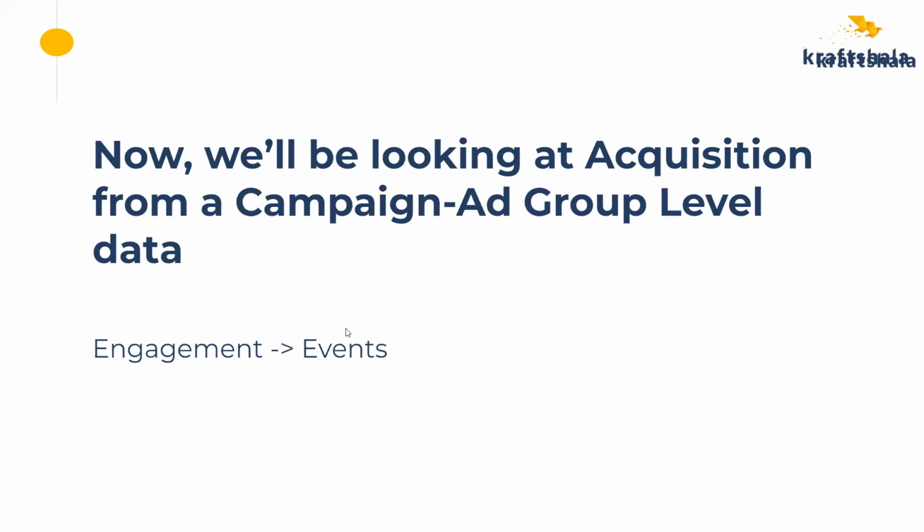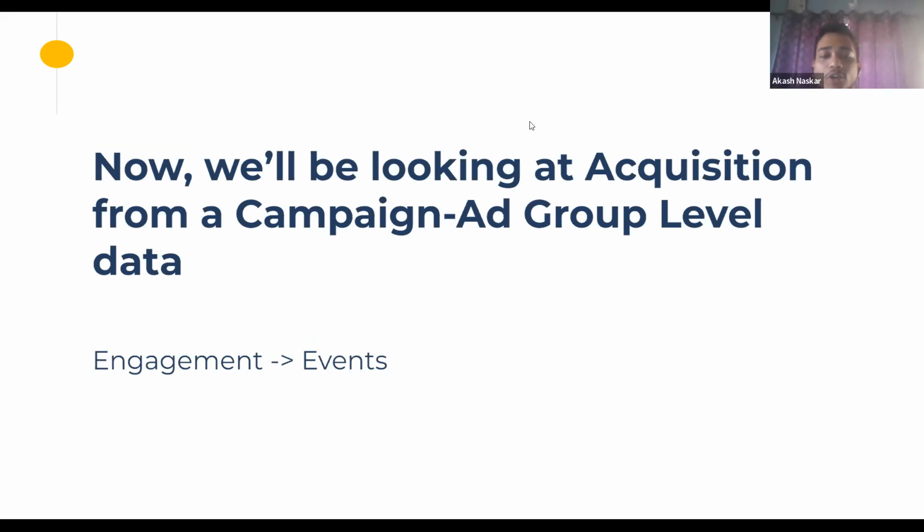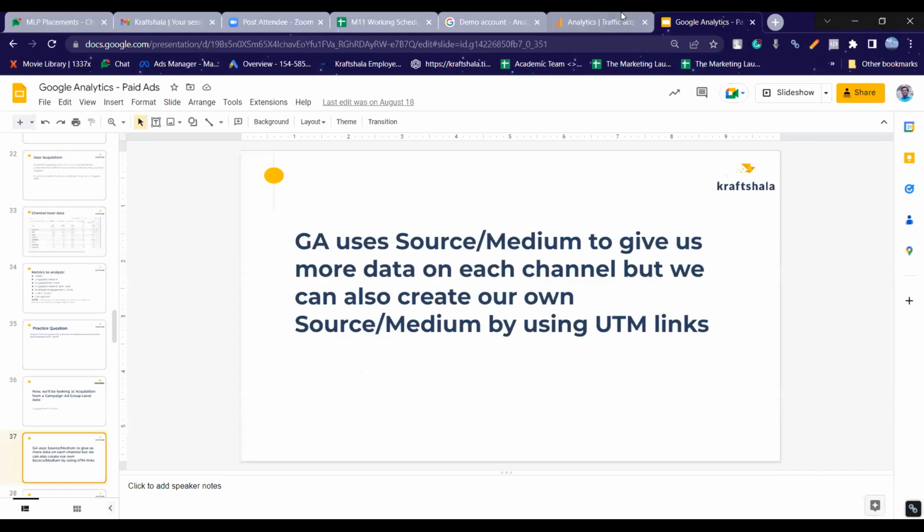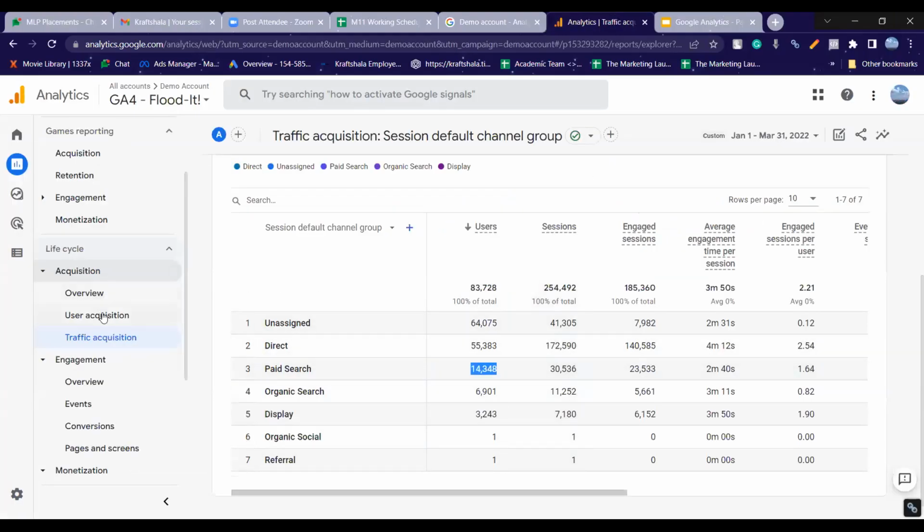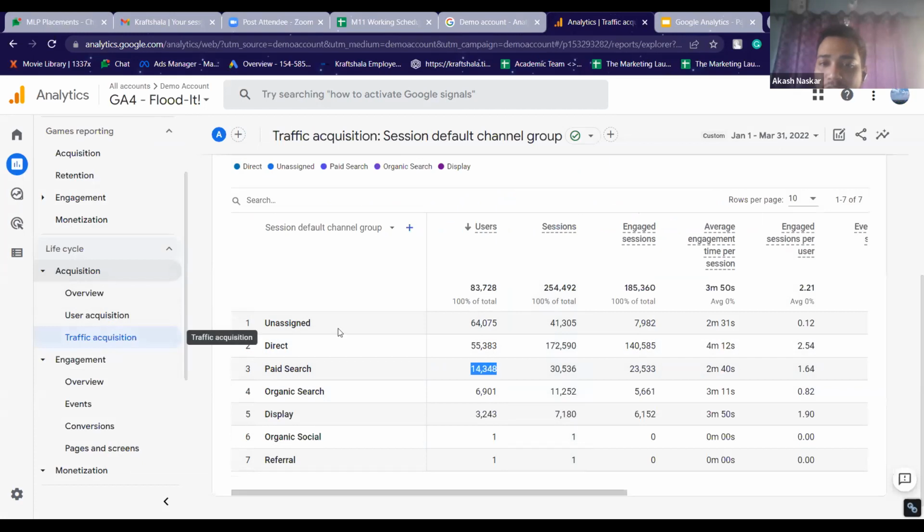Sir, the last one, please explain again. Where your users are coming from? Yes, sir. You get this under user acquisition or traffic acquisition. In traffic acquisition, you get the details of all the users. In user acquisition, you get the details of new users.